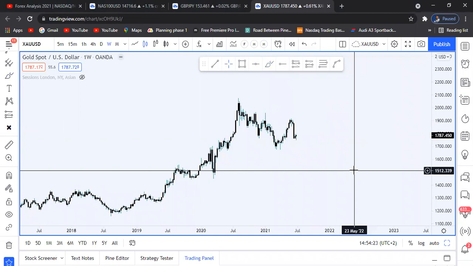So guys, today I'm just gonna do a market breakdown of gold. I'm gonna do a market breakdown of GJ, which is GBPJPY, and then I'm gonna do a breakdown of Nasdaq.